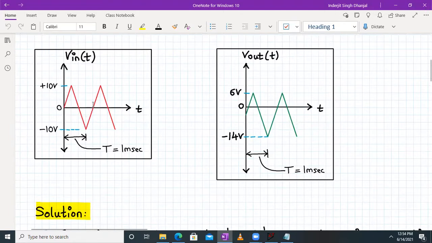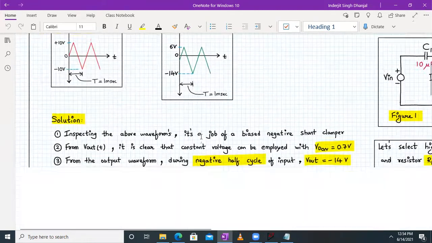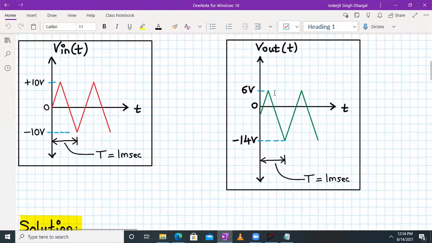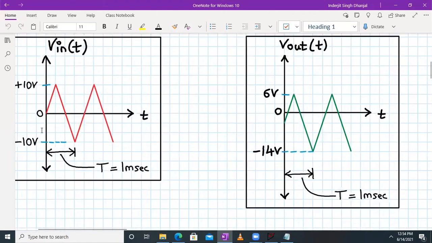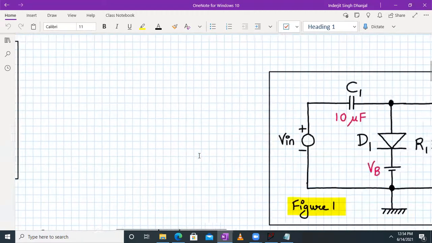Whereas the time period is the same, it's around 1 millisecond. T is around 1 millisecond. So from the inspection of the output, what can we say? That the waveform is shifting down, so it should be a negative clamper. And here the amount of shift is much higher, so we have to apply external bias. So the circuit to do this kind of job is something like this, a negative clamper.